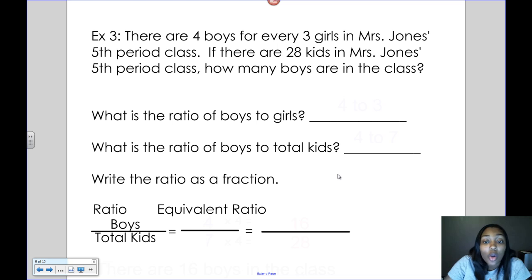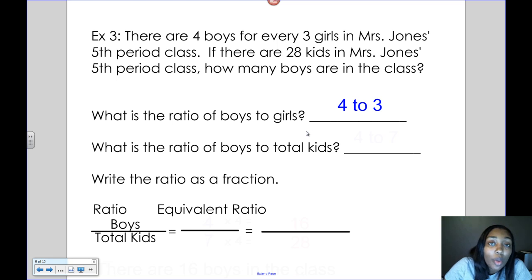So again, we're going to use this ratio, 4 boys for every 3 girls, to help us figure out how many boys are in this class if there's a total of 28 kids. And obviously, if we add the 4 boys here to the 3 girls, that only makes up 7. So this is just a representation of how we can kind of break the class into groups. So let's start with the ratio of boys to girls. And we know the ratio of boys to girls is 4 to 3.